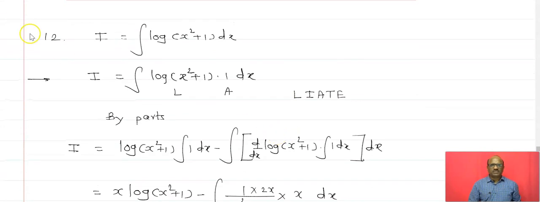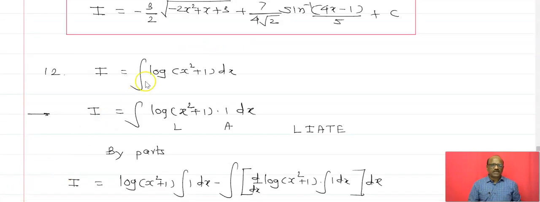Now the problem number 12. I is equal to integral of log of x square plus 1 dx. I is equal to log of x square plus 1 into 1 dx. Now this is the logarithmic function and this is the algebraic function. Again by the ILATE rule, the first is logarithmic and the second is algebraic.